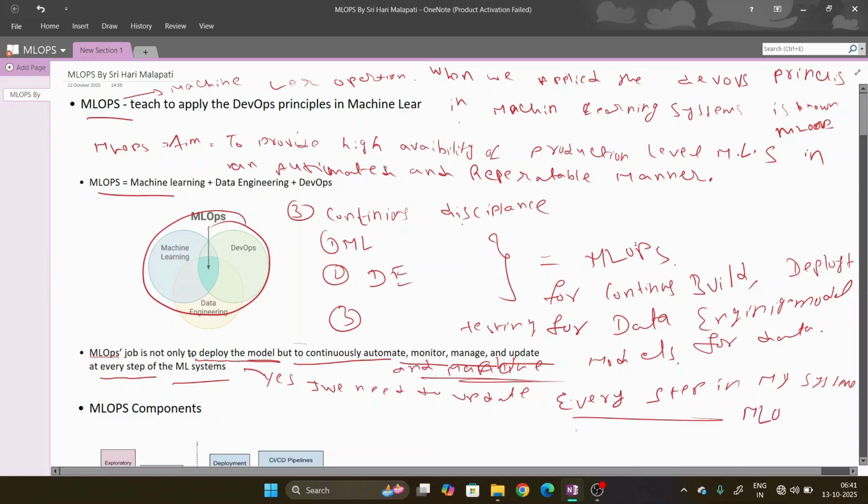ML engineers and MLOps engineers do all these things.